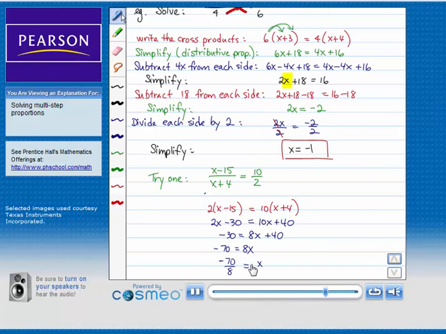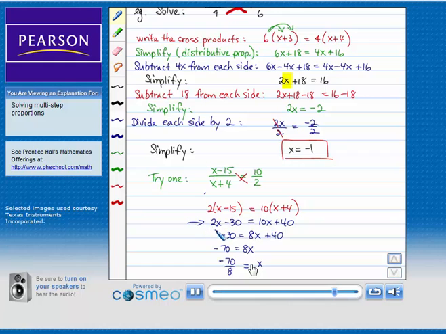Okay, well, the first thing I did, of course, was to cross multiply. So x minus 15 times 2 and 10 times x plus 4. Then, of course, I distribute and simplify. So 2 times x and 2 times minus 15 leaves me with 2x minus 30, and 10x plus 40. Notice I have an x variable on either side of the equal sign, so I need to get the variable on one side.